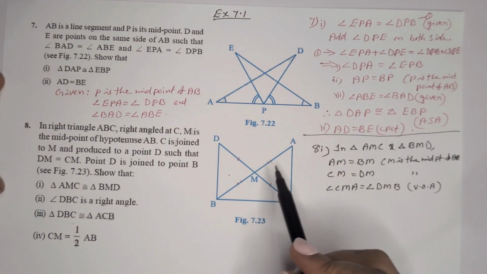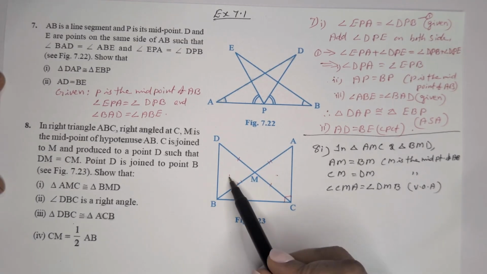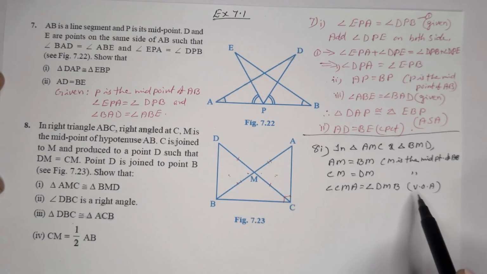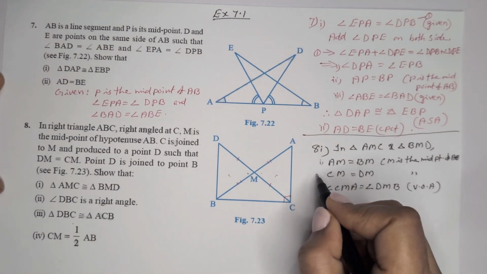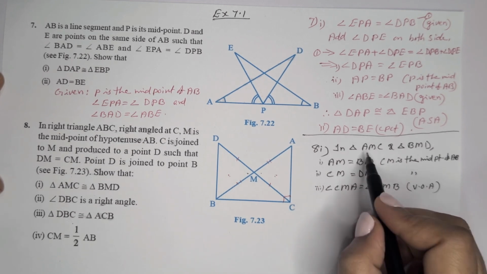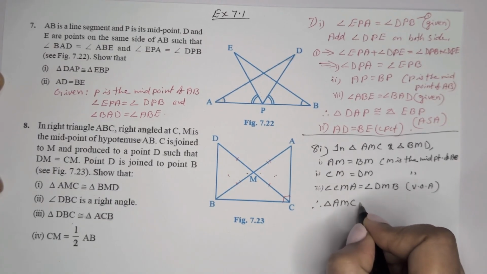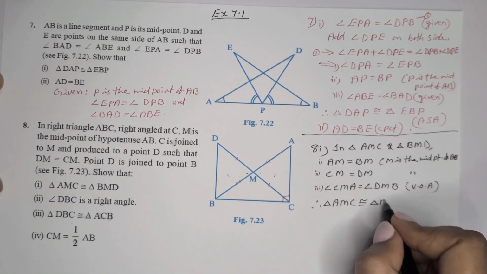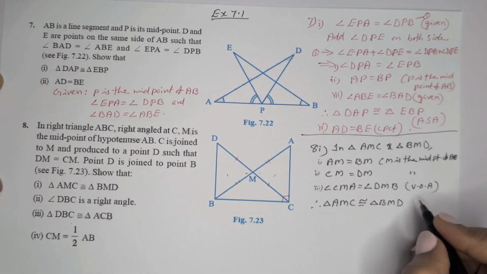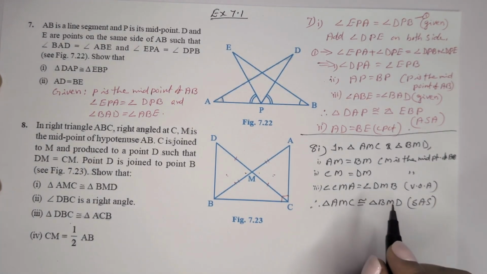So the three conditions: first, AM is equal to BM, these two triangles when we are considering. Then CM is equal to DM and these two angles are vertically opposite angles. So three conditions there. By using these three conditions we can write these two triangles. Therefore triangle AMC is congruent to triangle BMD. Two sides and one angle, which means SAS congruency criteria. So the first part is over.